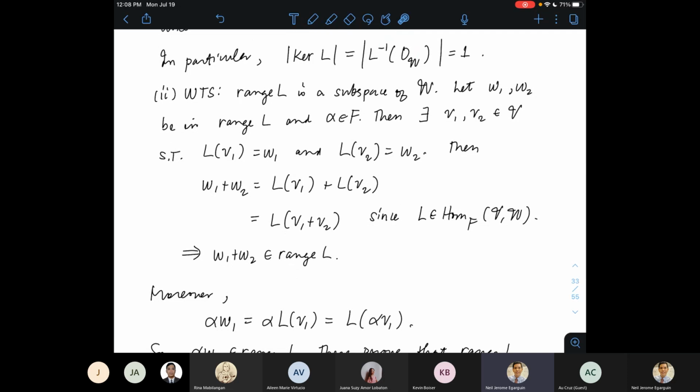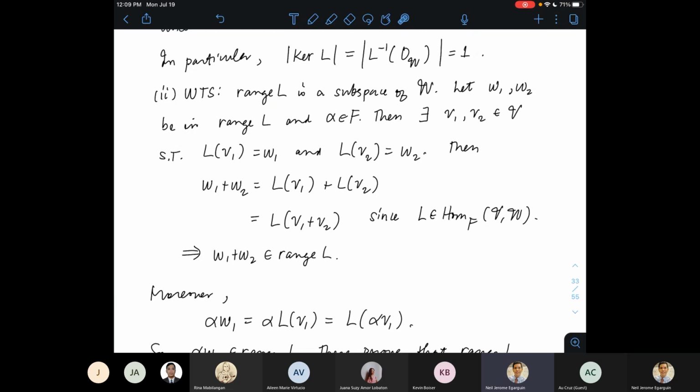Yes, I think so. So in order to show that the range of L is a subspace of W, I want to show that the range of L is closed under vector addition and scalar multiplication. So for the first part, I will assume two elements of V. Actually, I want to show that range L is a subspace. So I will consider two elements of the range and show that their sum is also in the range, right?